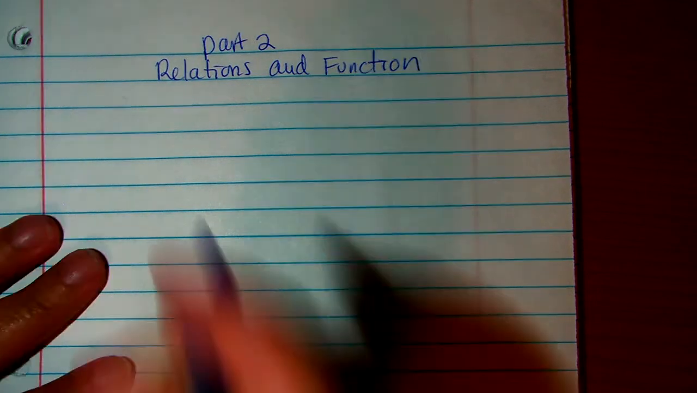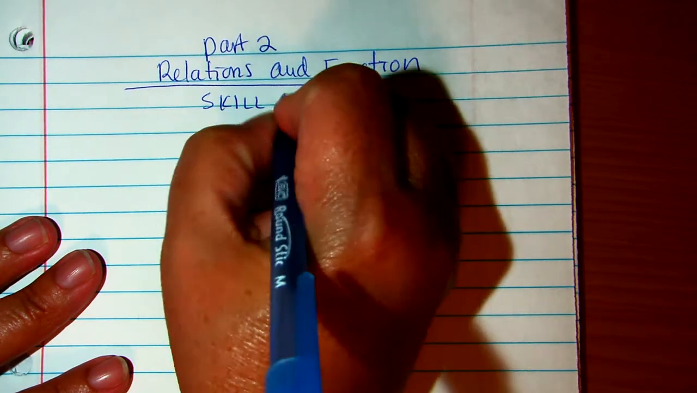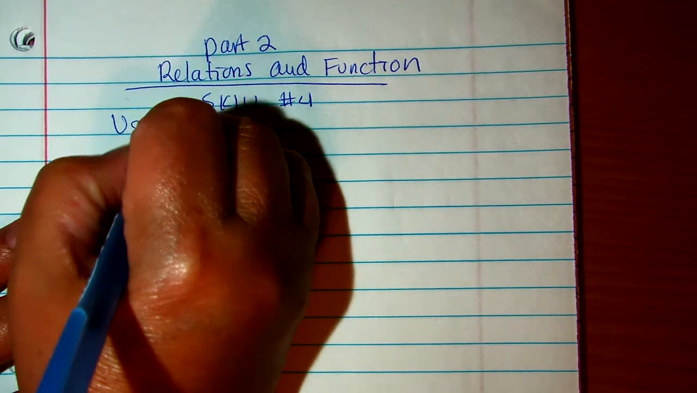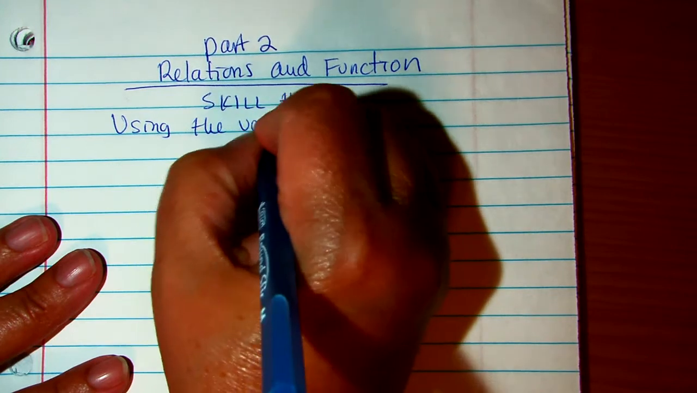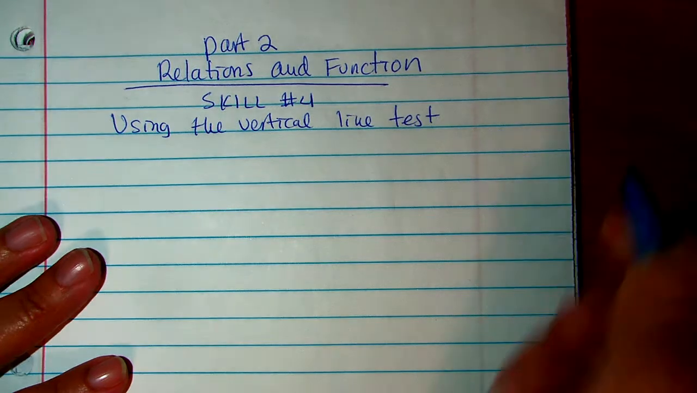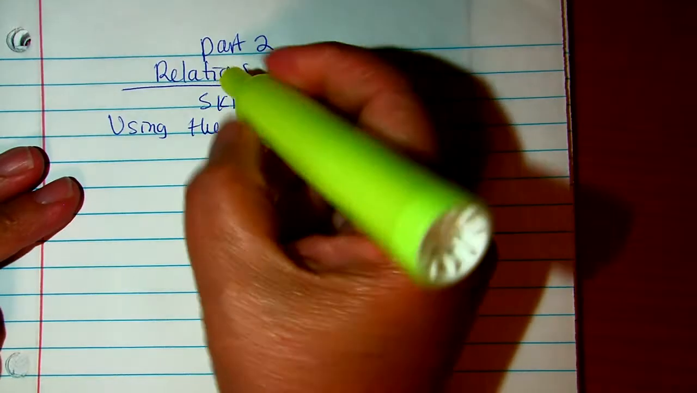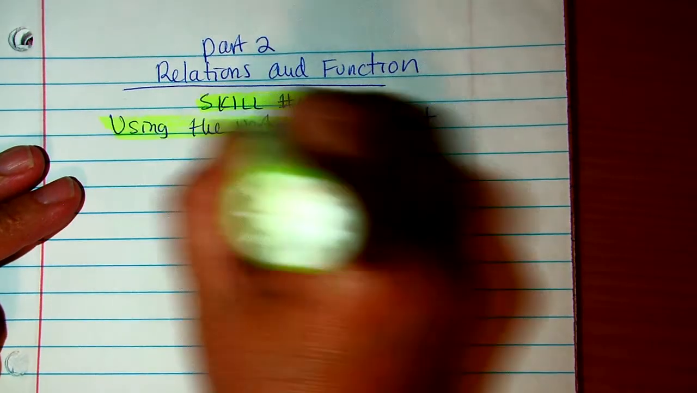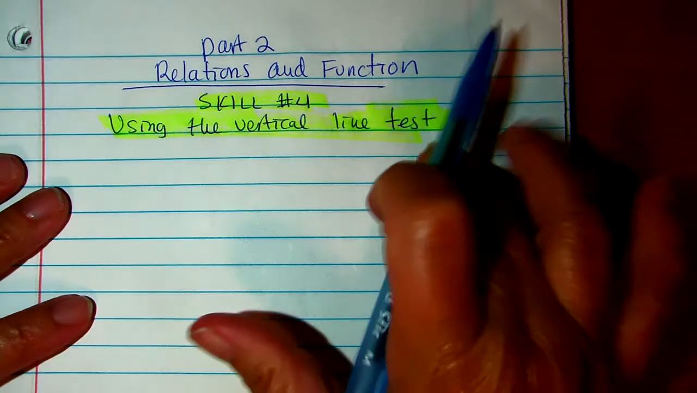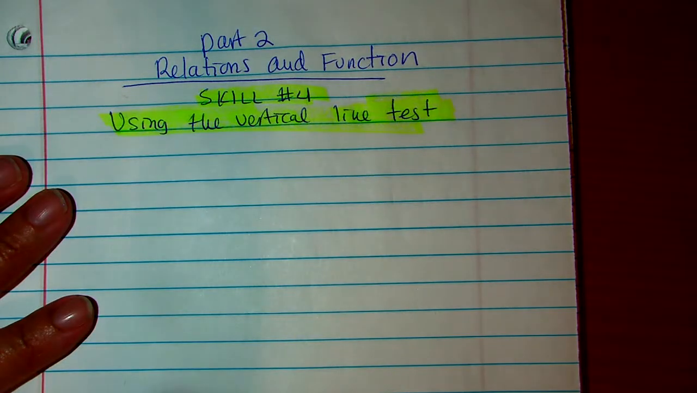Okay, so now we're going to go to skill number 4, and this one is called using the vertical line test. So the instruction on this one, I want you to highlight because these are the skills. Highlighting yellow, this is what you're learning. You're going to learn to use the vertical line test to determine if you have a function.